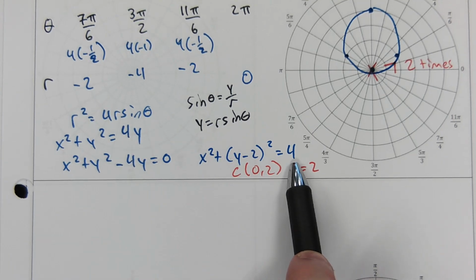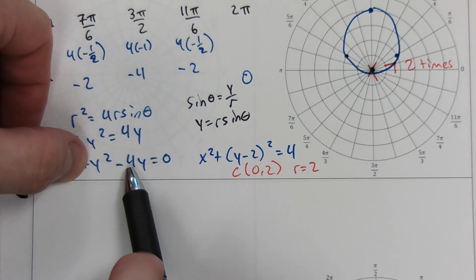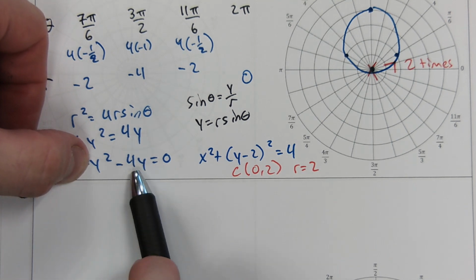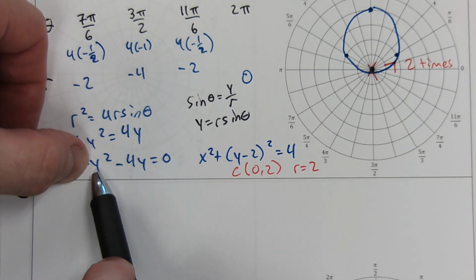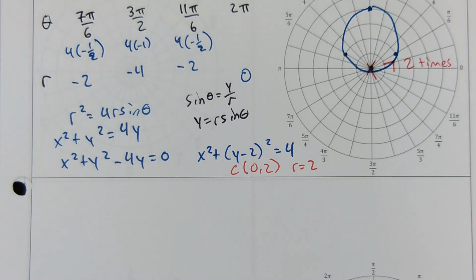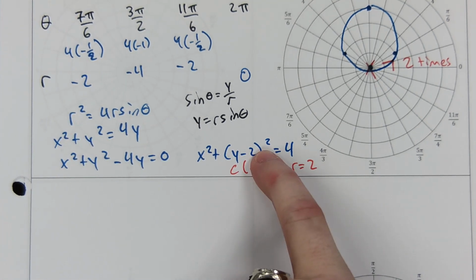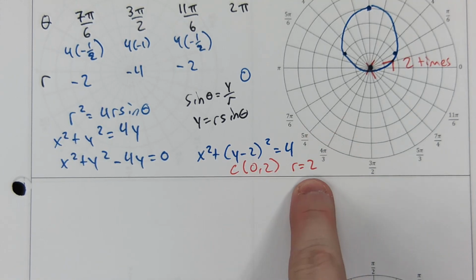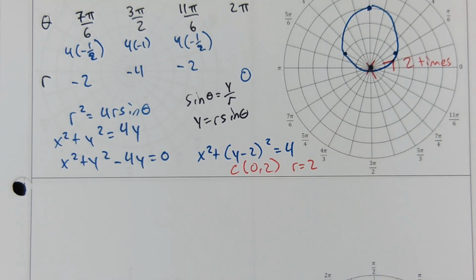So if you complete this square, you cut this number in half, negative 2, square it, plus 4. But if you add 4 here, you have to add 4 here. And then you'd have y squared minus 4y plus 4, which factors to that. That's where that 4 came from. But I just needed you to see it. That way I could tell you why the center was 0, 2 in rectangular with a radius of 2. I just wanted you guys to know that stuff.